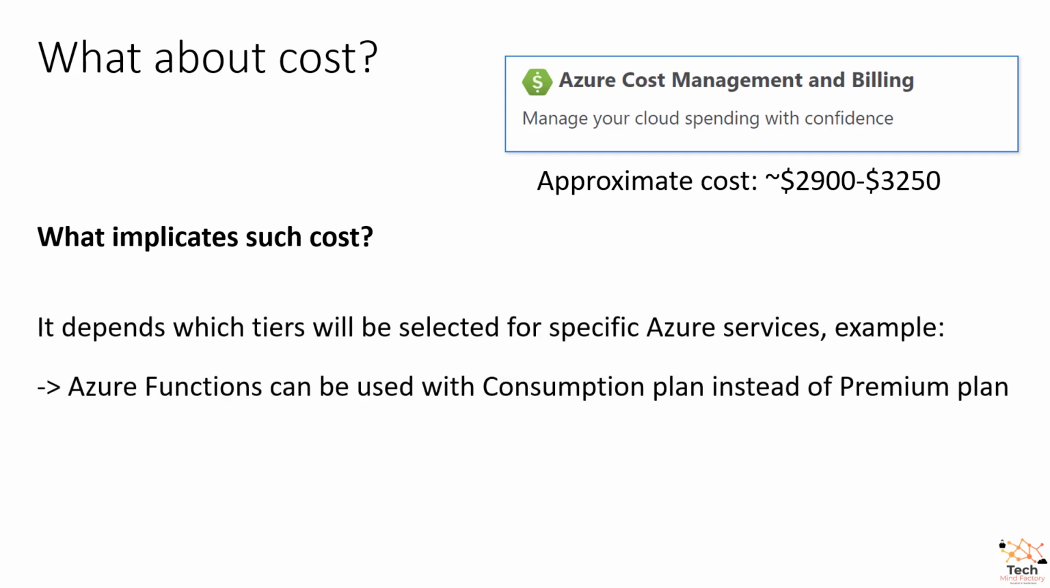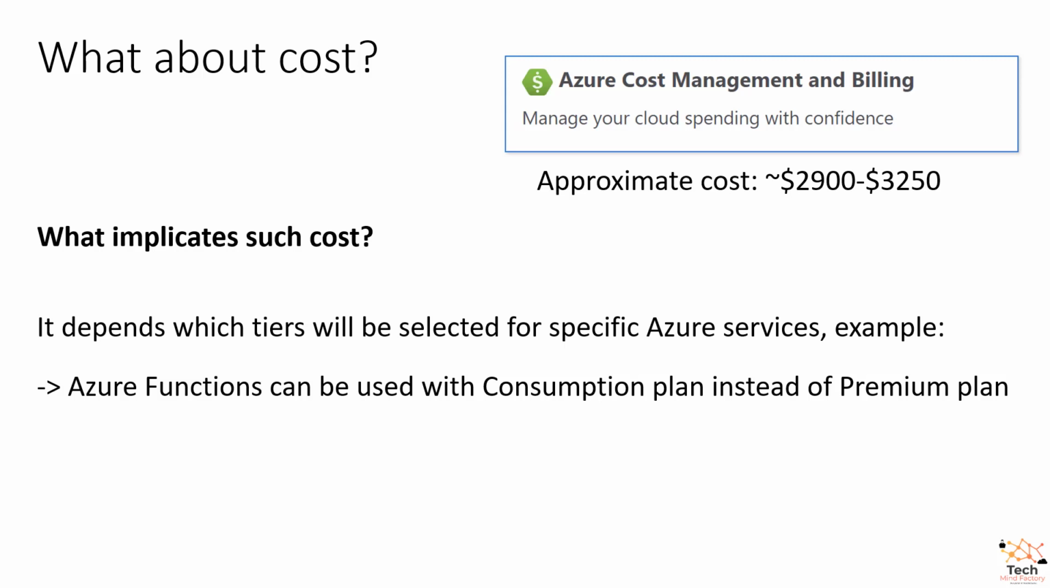So it depends which tiers will be selected for specific Azure services. So for example, Azure Functions can be used with consumption plan instead of premium plan. Obviously, then if you decide to use consumption plan, you will not be able to integrate functions with a virtual network using private links. On the other side, you can decide to host some functions on the same premium plan. So you can have separate premium plans for those functions, or you can use one plan for all of them. It's an architectural decision, but still from the cost perspective, you can discuss it.